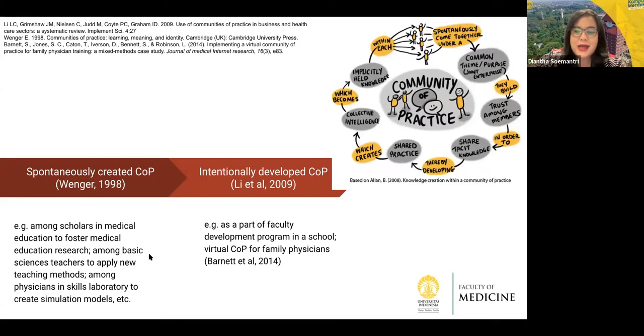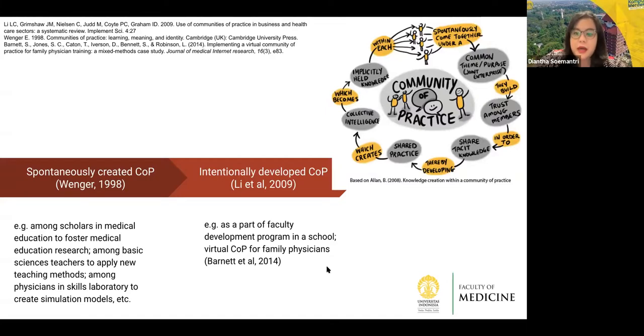So nobody asked them to create a COP, but they perhaps have similar experience. They are involved in something similar. So that's why they are in a group, and then they create a COP to help them achieve a common goal amongst all the members. Whereas an intentionally developed COP is a COP that is intentionally developed, as the name speaks for itself.